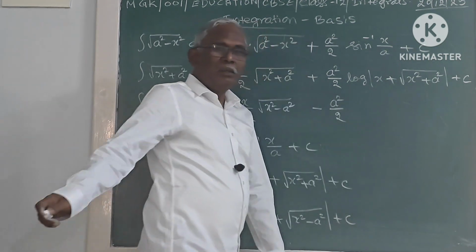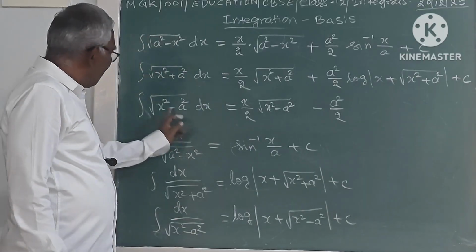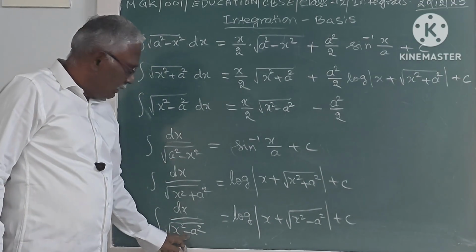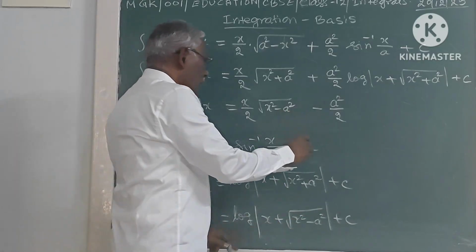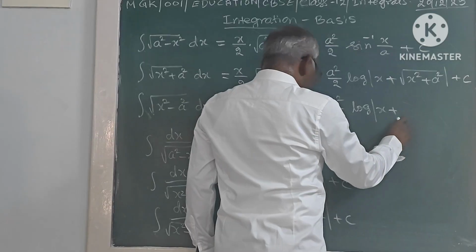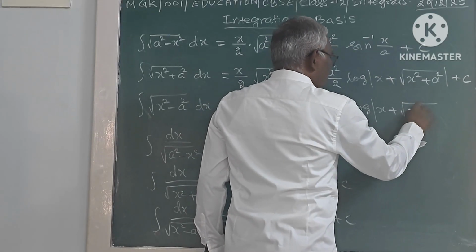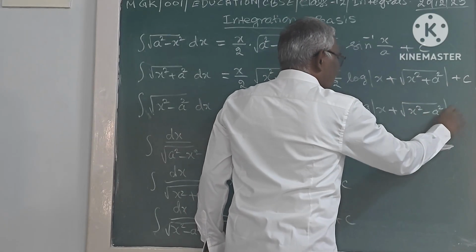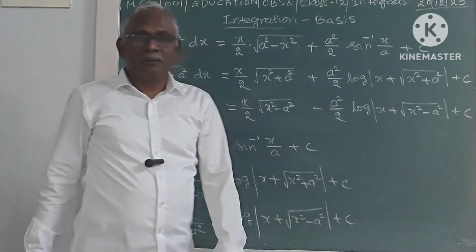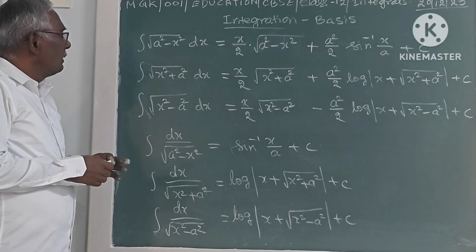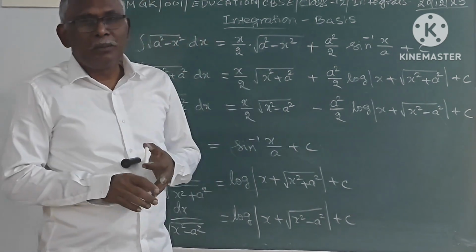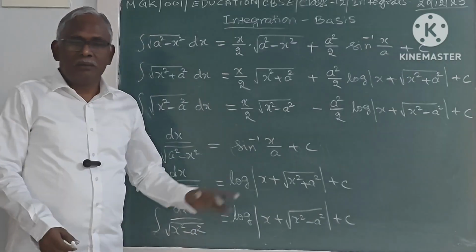For this, what do you have to write? This one, integral dx by square root of x square minus a square. Here this comes in the denominator. This whole thing you have to write here again. Log of x plus square root of x square minus a square, plus constant. All these formulas you are supposed to remember to do problems. That's why I am explaining all these things.